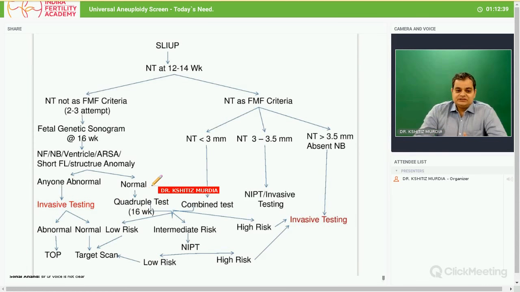As we have discussed, if you are doing the combined test or quadruple test, the risk comes in the form of low risk, intermediate risk, and high risk. For low risk, no further testing is required. You can go ahead with the target scan. For intermediate risk, you can opt for the NIPT, and if the NIPT risk comes low, you can assure the patient and go for the target scan. If NIPT comes of higher risk, or the initial combined screening test has come up with a higher risk, then you have to do the invasive test.